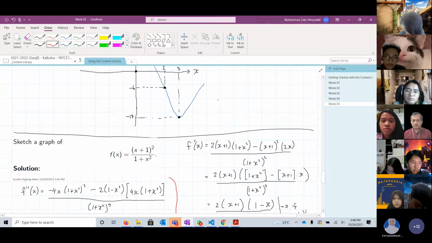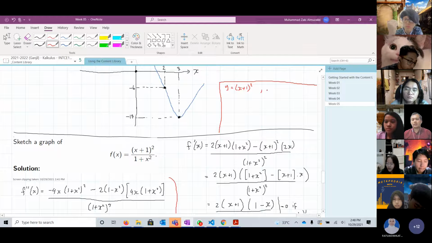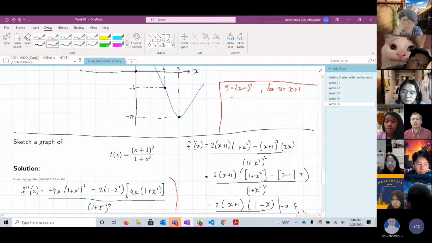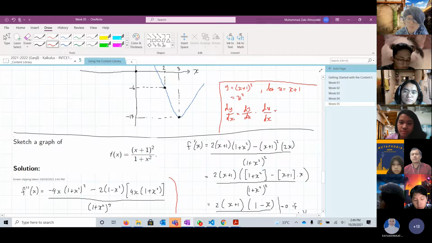Let me write it here, okay? y equals x plus 1 squared. Then let u be equal to x plus 1, and y is equal to u squared, right? So in this case, dy/dx is equal to dy/du times du/dx, which is 2u times du/dx, which is 1, so we have 2 times x plus 1.